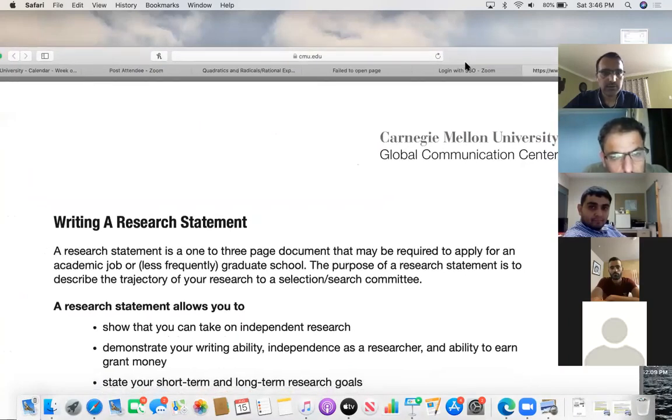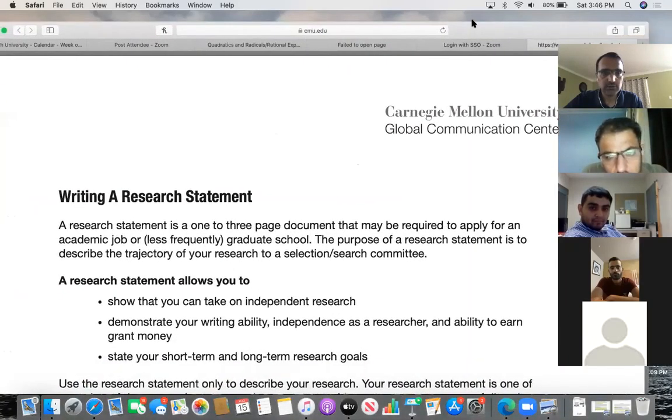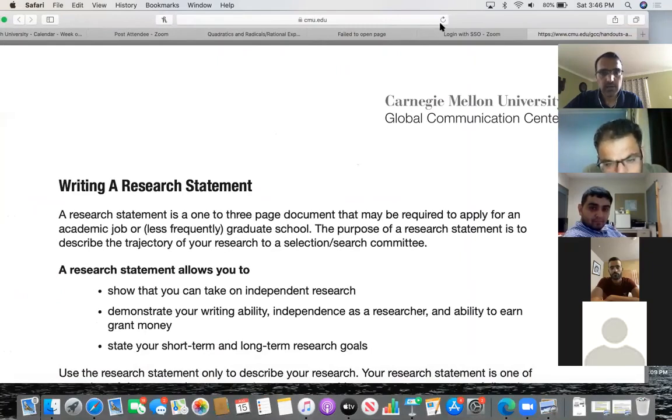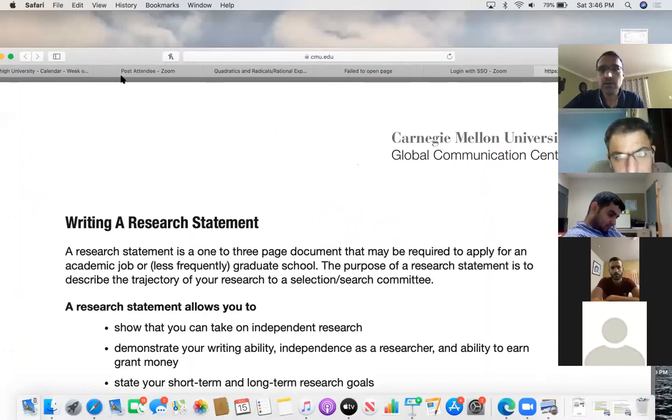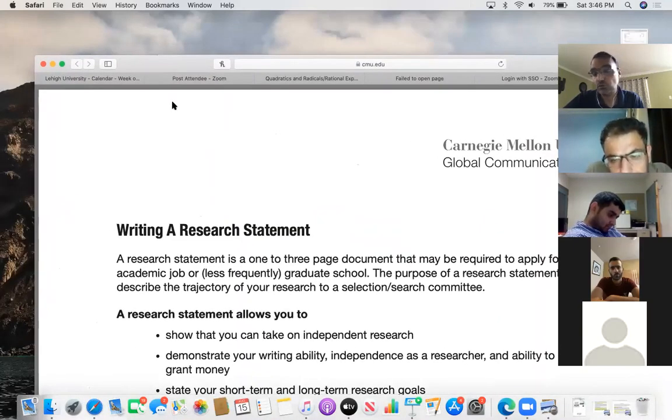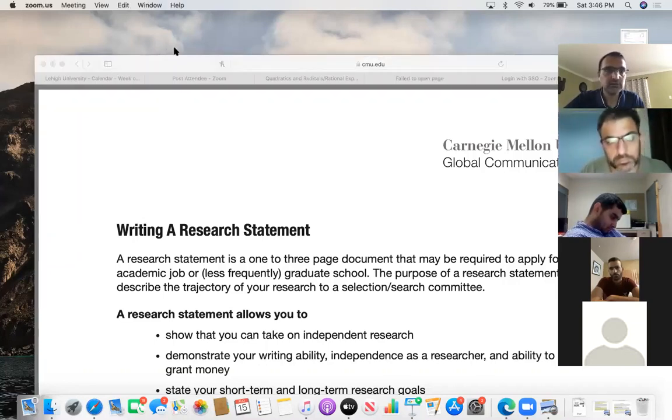So this is from Carnegie Mellon. It talks about how to write a research statement, about being an independent researcher, as well as starting with short-term and long-term goals. I don't like to call them short-term and long-term personally, but some people do include short-term and long-term research goals. I personally think that you just need to have a general idea about the research areas, research projects, as well as funding. Because again, once you arrive there, things may change totally.